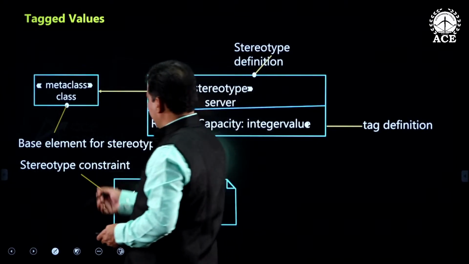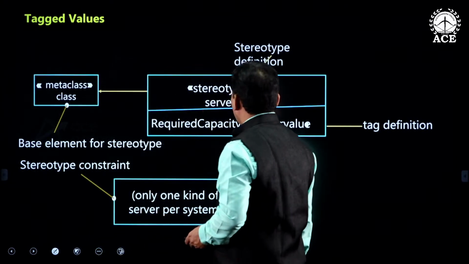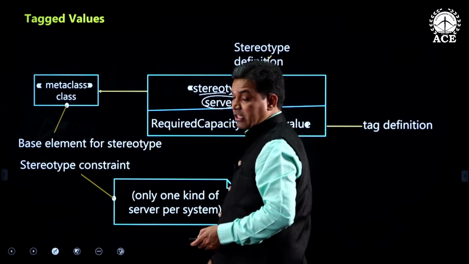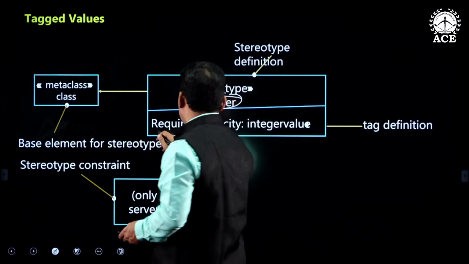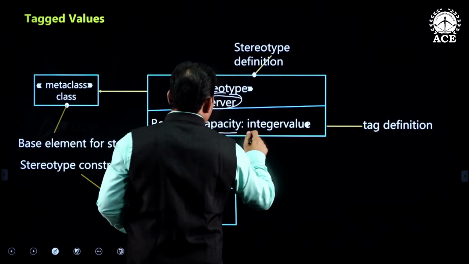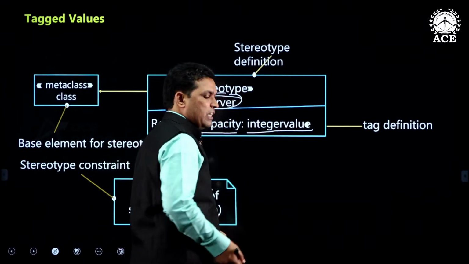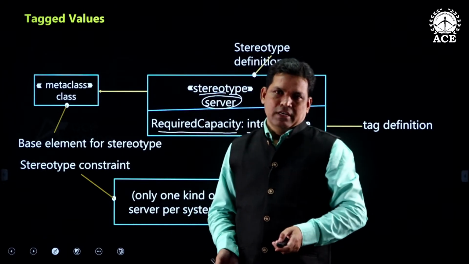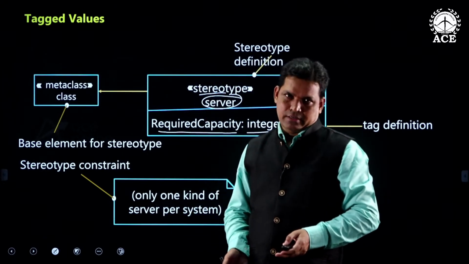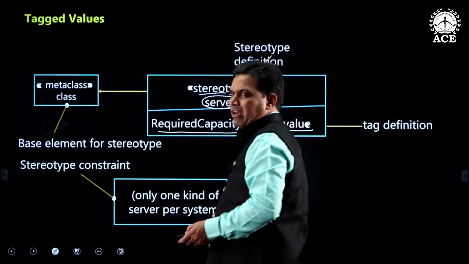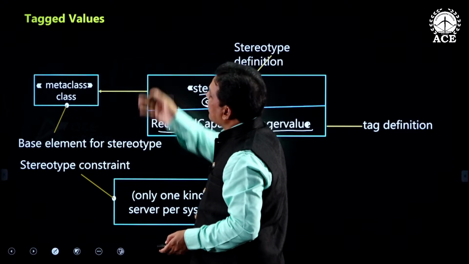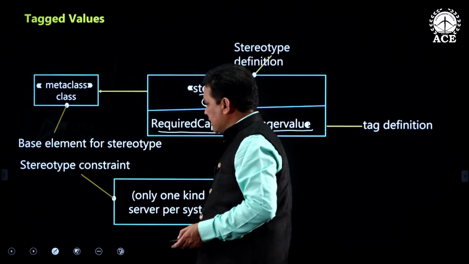Tagged values, as we just discussed. What is the tagged value here? Required capacity, server machine. What is the capacity of the server machine? Required capacity can be represented as an integer value. The capacity of the server machine might be 1 terabyte, or 500 gigabyte. So that is a capacity, an integer value, which we call a tagged value that represents some capacity.